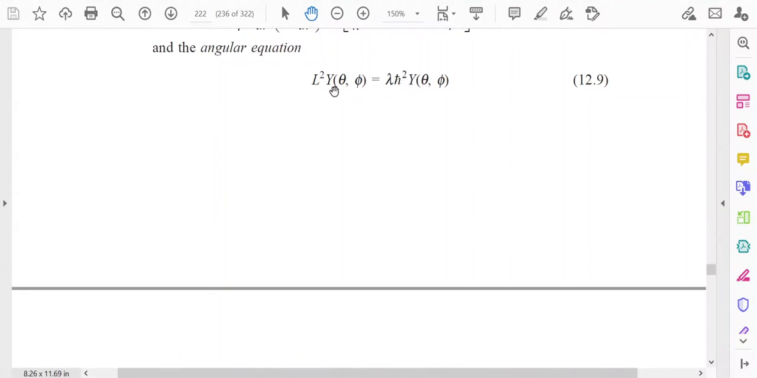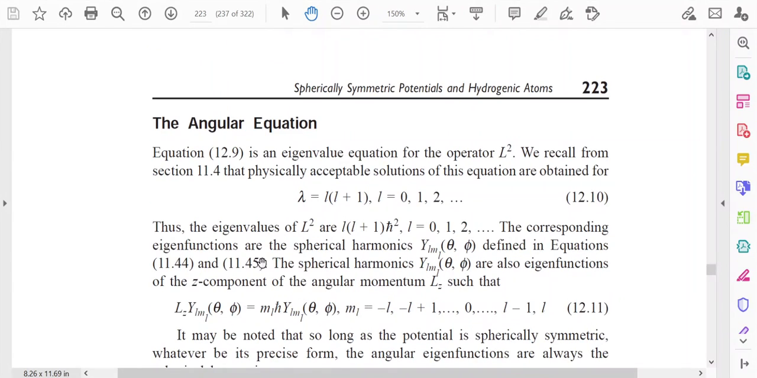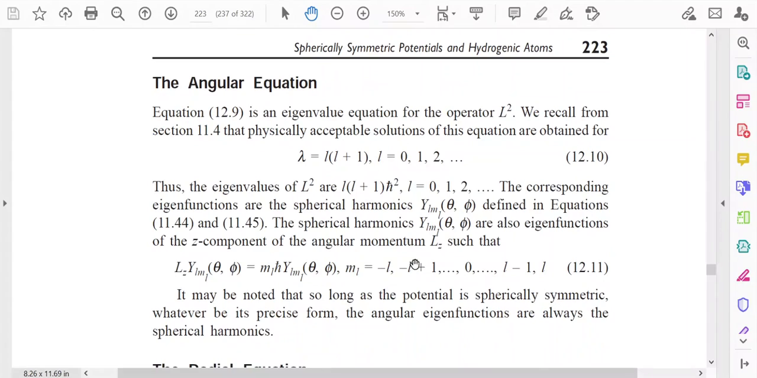In this equation, Y is known as the eigenfunction, and the eigenfunctions are represented in terms of the spherical harmonics Y lm theta phi. We have also learned that the spherical harmonics Y lm theta phi are also eigenfunctions of the z component of the angular momentum Lz. We have already learned that Ylm is the simultaneous eigenfunction of L square and Lz. So Lz into Y is equal to ml into h cut into Y, where ml is equal to minus l, minus l plus 1, in this way up to l minus 1 and l.